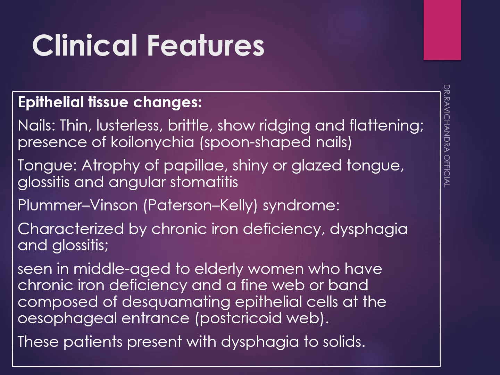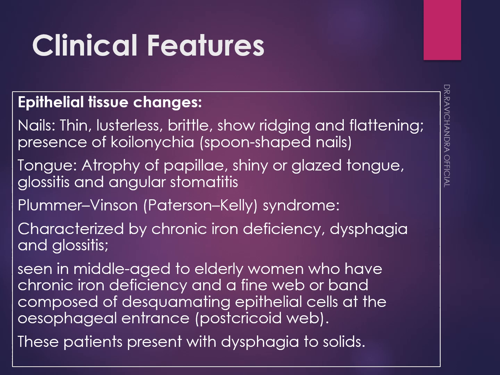And there is a syndrome called Plummer-Vinson syndrome or Paterson-Kelly syndrome, which can be asked as a 3 marks question and in MCQs. Plummer-Vinson syndrome is characterized by a triad: one is chronic iron deficiency, second is dysphagia, and the third is glossitis. It is seen in middle-aged to elderly women who have chronic iron deficiency, and a fine web or band composed of desquamated epithelial cells is present at the esophageal entrance. This is called post-cricoid web.